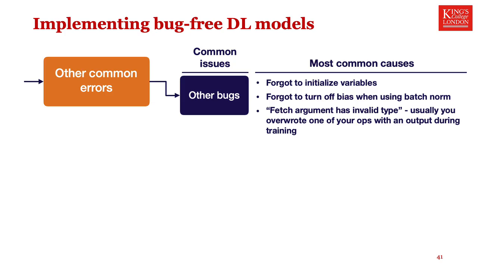There are other common errors also here, such as bugs, the way you initialize variables and forgetting to initialize variables, forgetting to turn off biases when using batch norm operations. And you also have other situations such as this "fetch argument has invalid type" error, which, if you are a TensorFlow user, you might have seen a few times, which is when you overwrote one of your operations with an output during the training session.